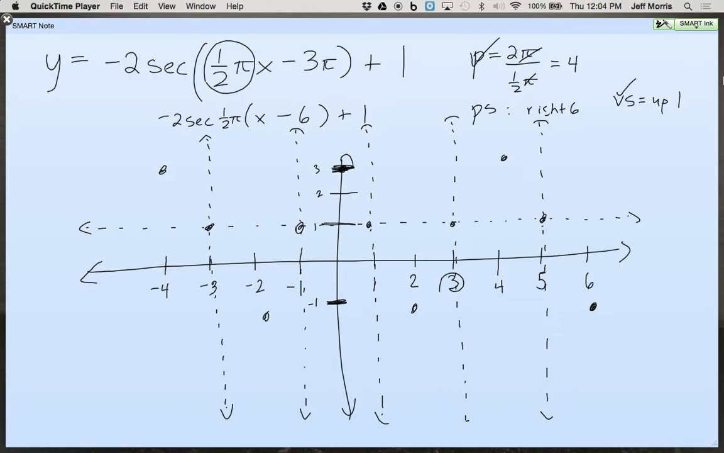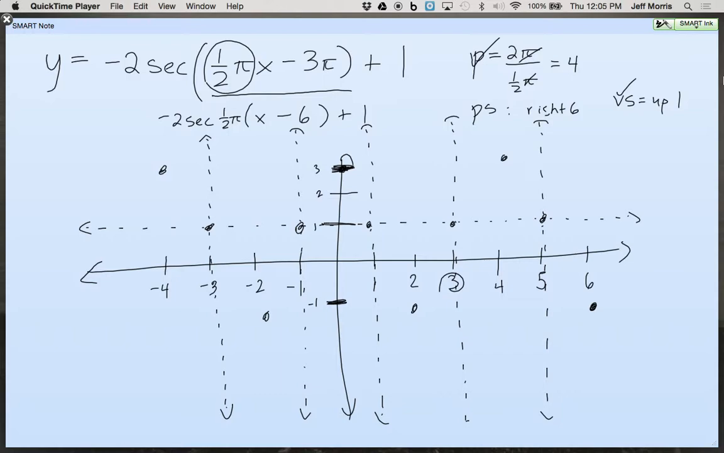If I plug a 3 in, watch this. Let's see if you can keep up with some really intense mental math here. You ready? I'm actually being very serious, okay? So plug in a 3, and let's see if this ends up being an asymptote. This is how you spot check, know if you got it right. Plug in a 3. What's 3 times 1/2 pi? Well, let's call it 3 pi over 2.